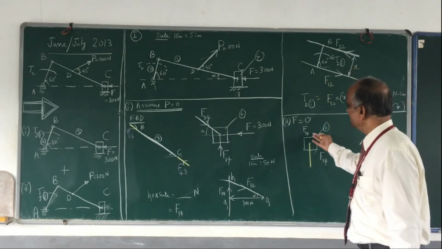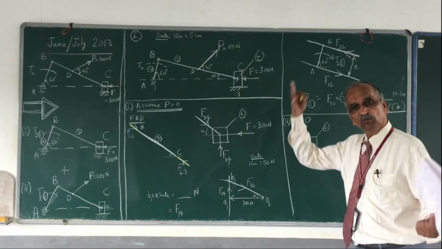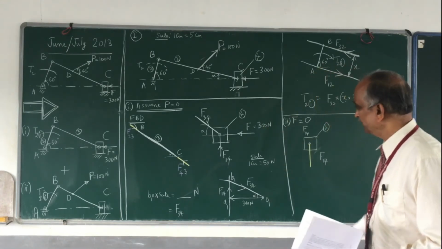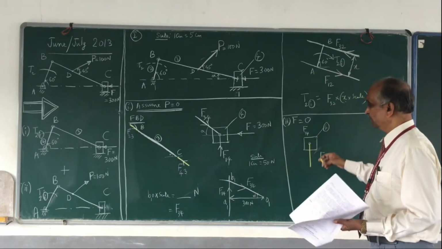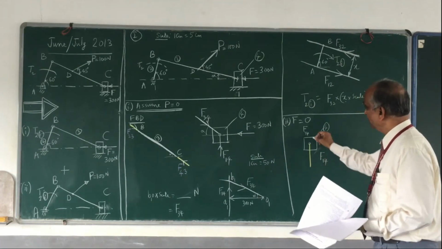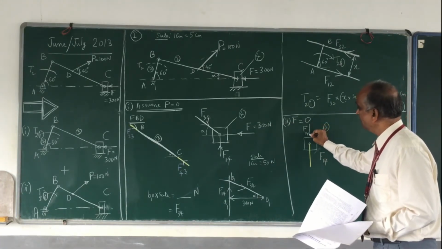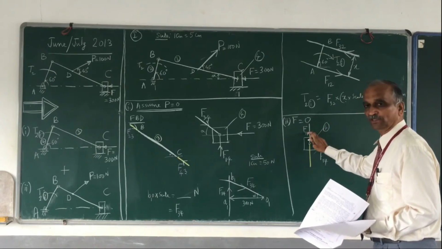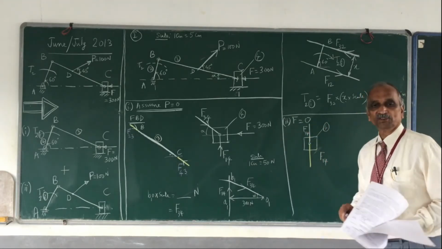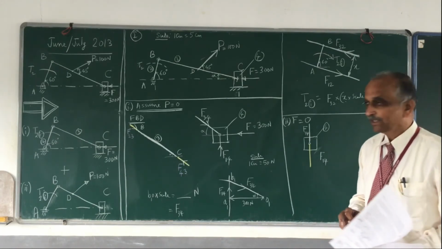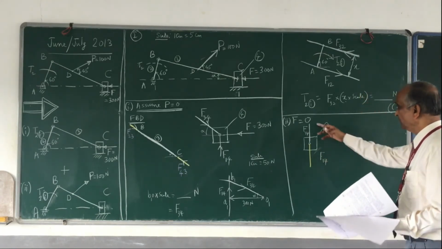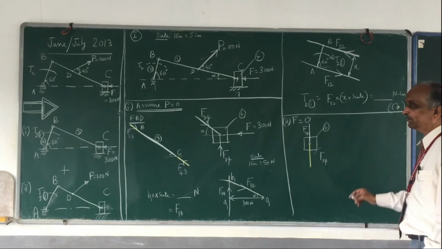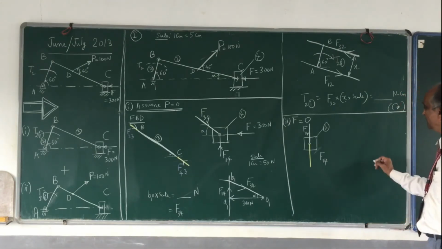And I know that link 4 is subjected to only two forces. Therefore, the other force, F34, also must be along this line. This is the line of action of F34 and this is the line of action of F14. Okay, now with this information, I shall draw the free body diagram of link number 3.